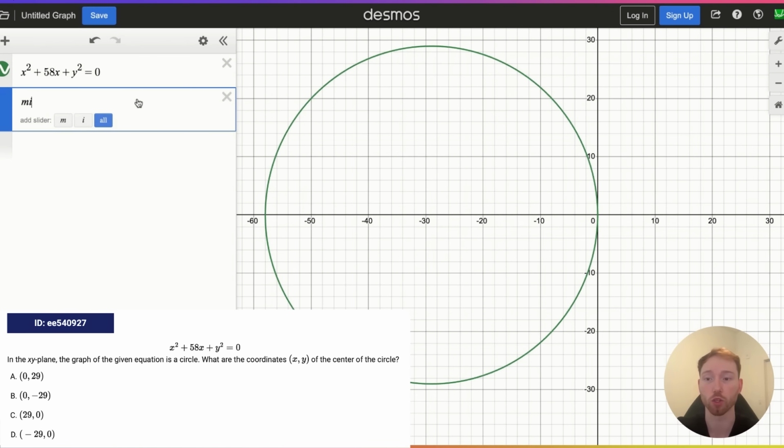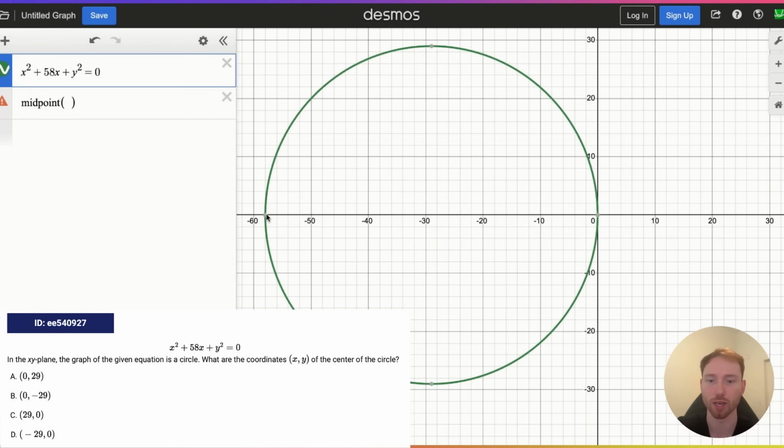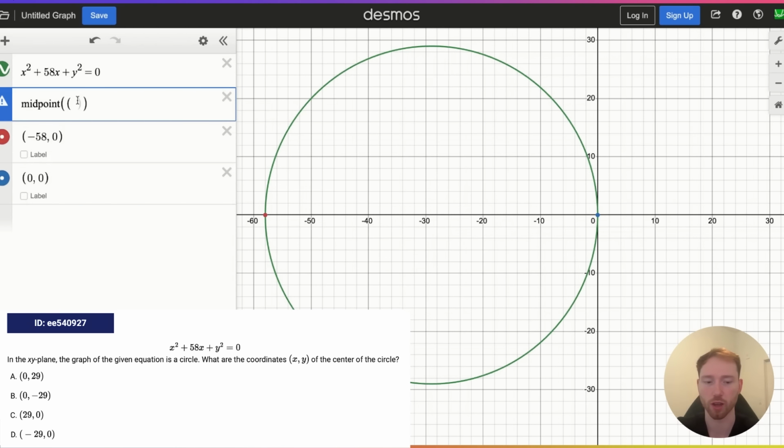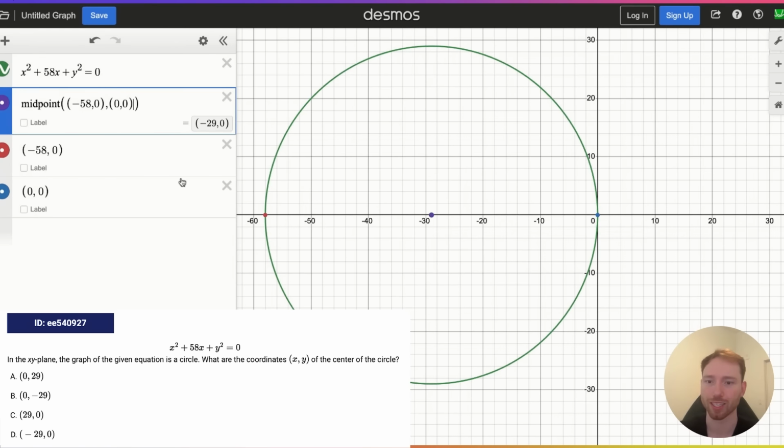To find the midpoint, you just want to type in midpoint into Desmos and plug in your values. I'm going to use the x values in this case and plug in my first set of negative 58, 0, close the parentheses, and then 0, 0. And it tells me that my midpoint is negative 29, 0. So D will be the correct answer for this question.